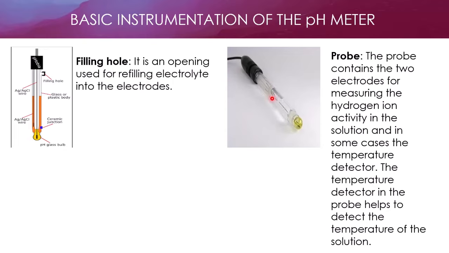The probe. So this is the probe. The outer layer of the pH meter is the probe. So what we are seeing over here is the probe. The probe contains the two electrodes for measuring the hydrogen ion activity in the solution, and in some cases the temperature detector. The temperature detector in the probe helps to detect the temperature of the solution.